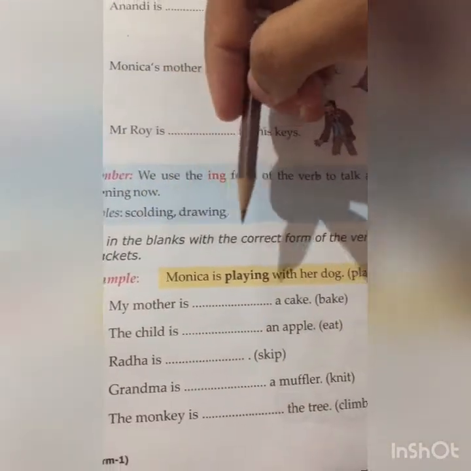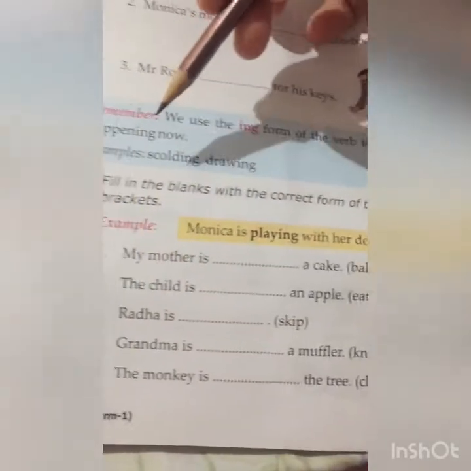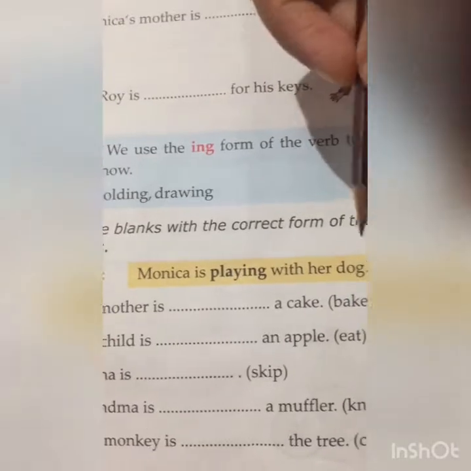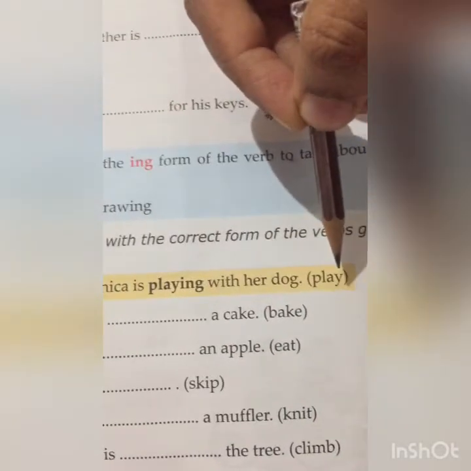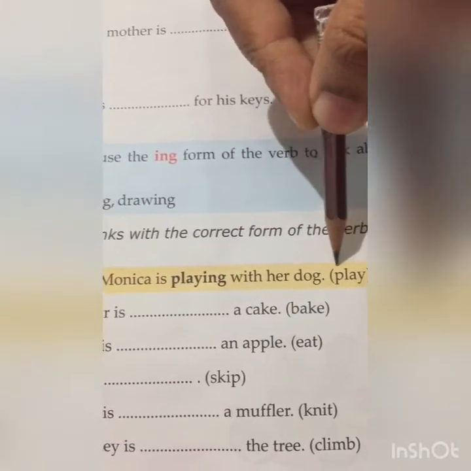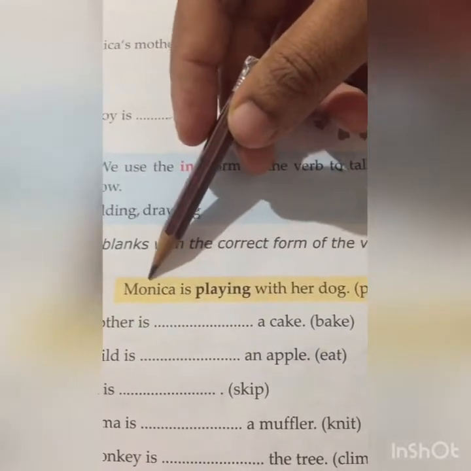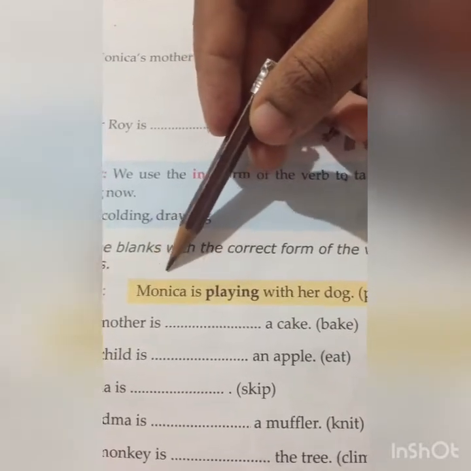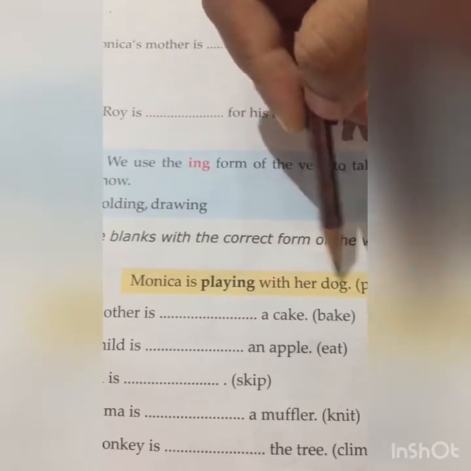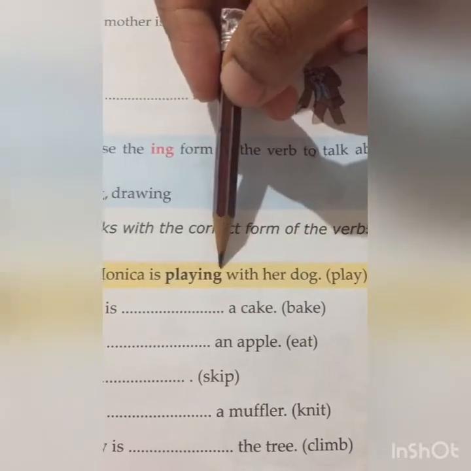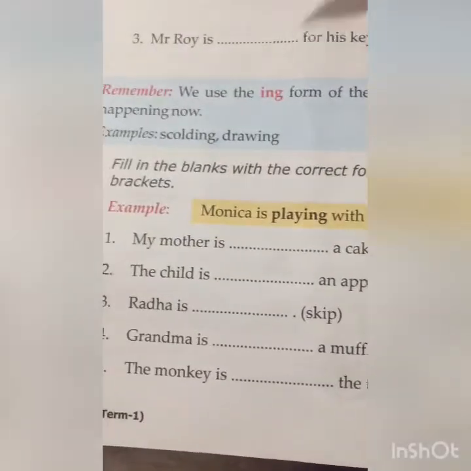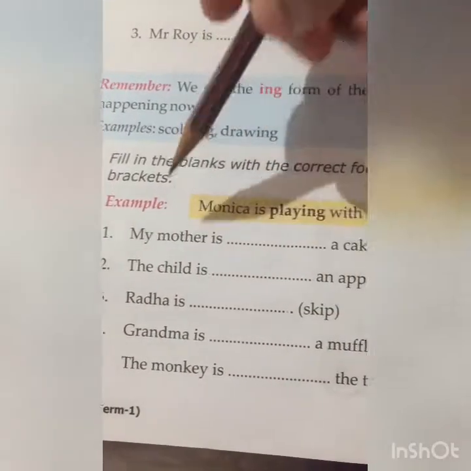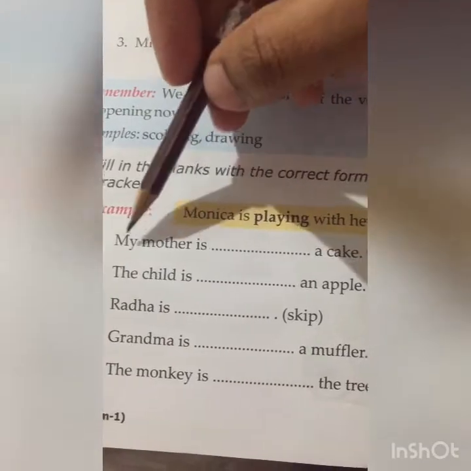Fill in the blanks with the correct form of the verbs given in the brackets. For example, here it is given play in the bracket. It is a verb. Now it is written, how do we write it in the present continuous tense? Monica is playing with her dog. We use the ing form. Like that, you have to do these five sentences. Okay, let us do the first one.